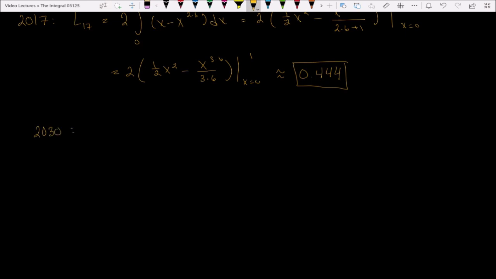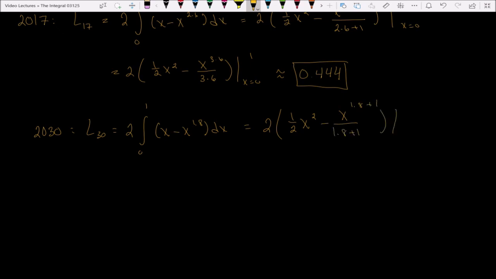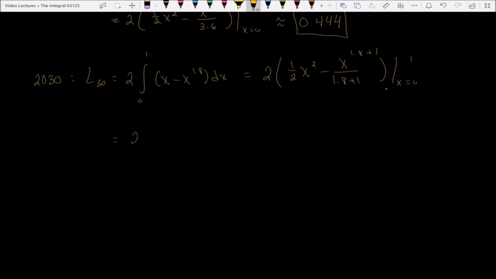In 2030, let's call it L sub 30. This is 2 times the integral from 0 to 1 of x minus x to the 1.8 dx, which is 2 times 1/2 x squared minus x to the 1.8 plus 1 over 1.8 plus 1, evaluated x equals 0 to 1, which is 2 times 1/2 x squared minus x to the 2.8 over 2.8, again from x equals 0 to 1, and that will give us approximately 0.286.